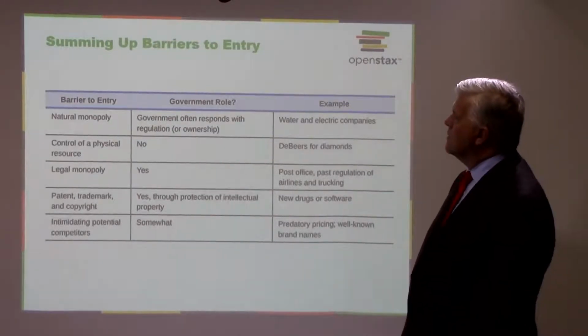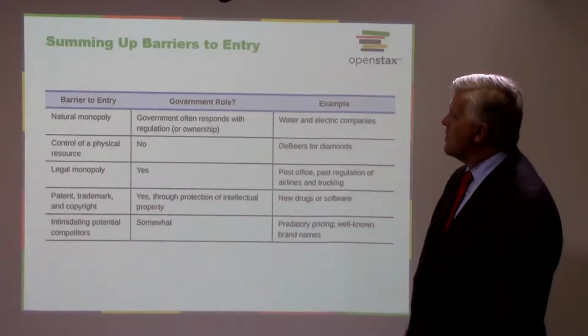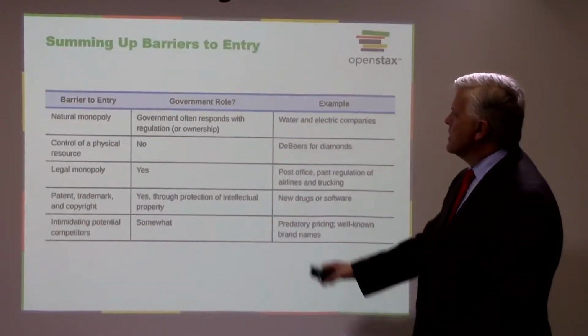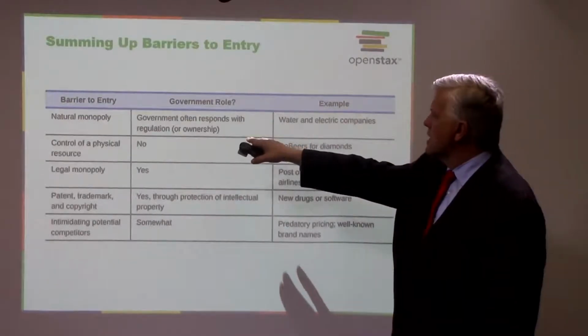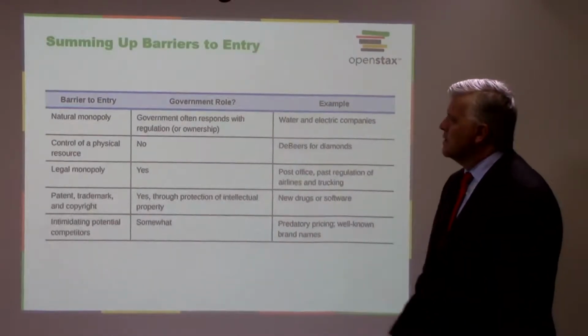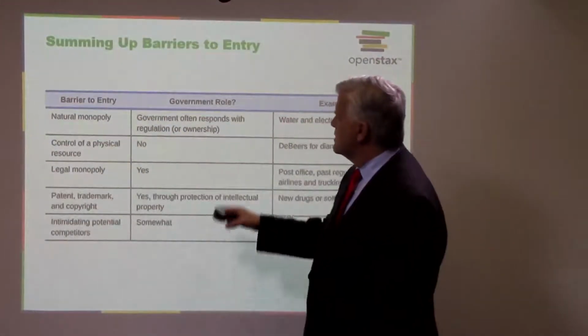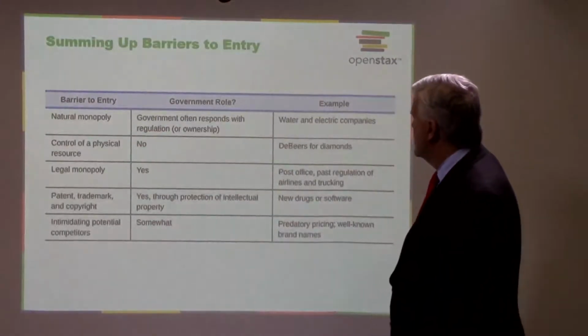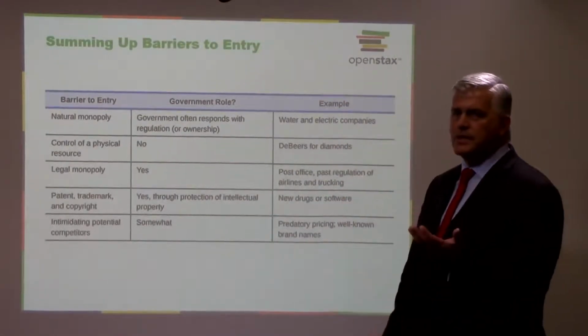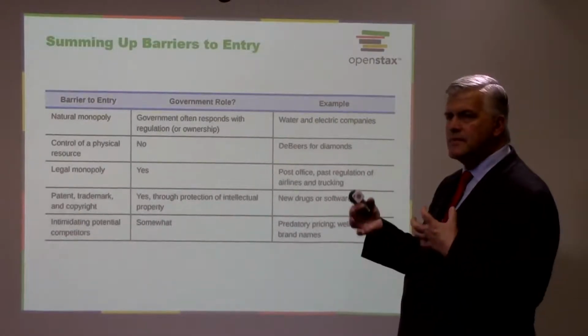All right, so let's sum up these barriers to entry. When you look at a natural monopoly, the government often responds with regulation or ownership. Examples of these are water and electric companies. When you consider the barrier to entry is control over a physical resource, usually there's no government role. De Beers for diamonds is a good example of that, because they simply have a lock on many of the diamond reserves in the world.